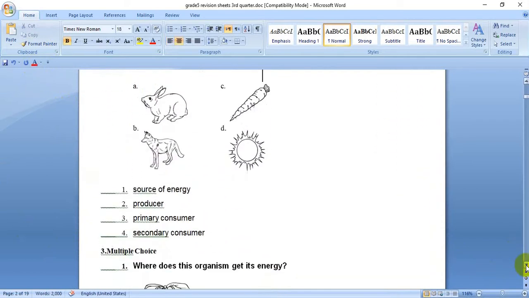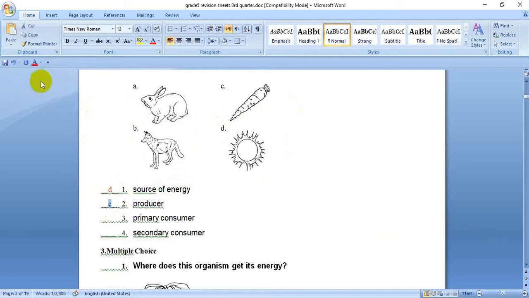Okay, so the next question is also matching, but here we have 4 pictures. Number 1, source of energy. Which one here is a source of energy? The sun is a source of energy, letter D. Then producer, which one here is the producer? The producer is an organism that makes its own food, like carrot here. So it would be carrot.